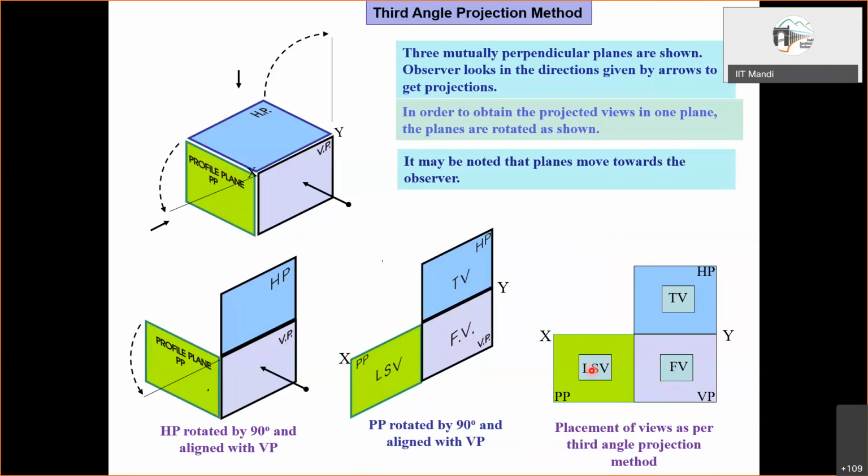That is, the left side view is at the left of the front view, and the top view is above the front view for the case of third angle projection. That is when the object is assumed to be kept in the third quadrant, right? Front view here, left side view at the left, top view above the front view. And just the opposite will be there for the case of first angle projection. So we'll have a look at one more demonstration about the placement of planes that might make it clearer.